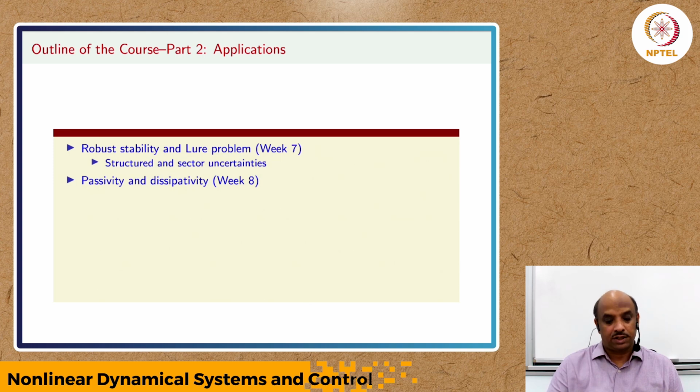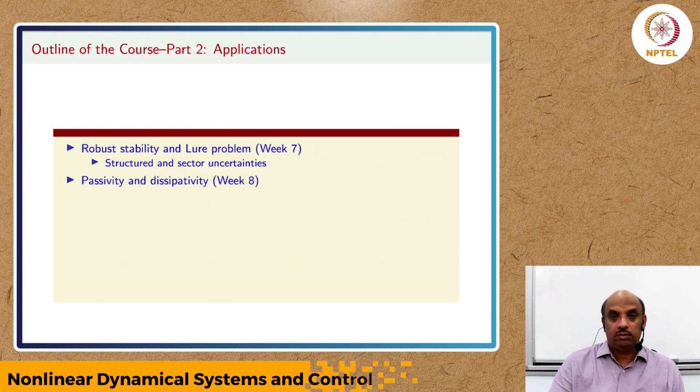Essentially, in the first part, we look at only systems with no input, which we call autonomous systems, and in the second part, we will look at systems with input and output, and that's what is typically covered in this passivity and dissipativity chapter in week 8.